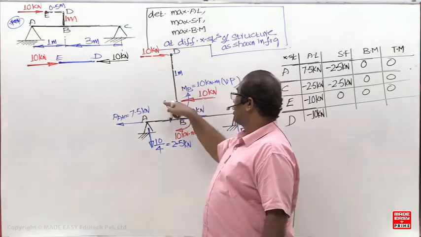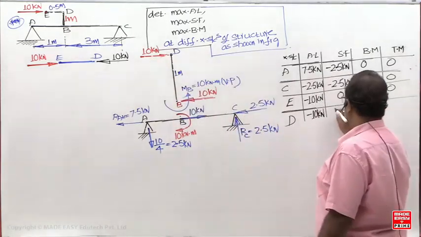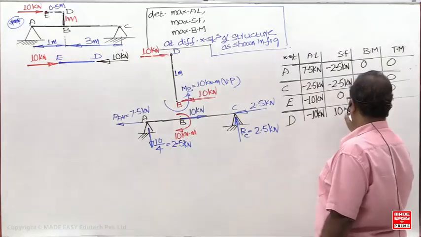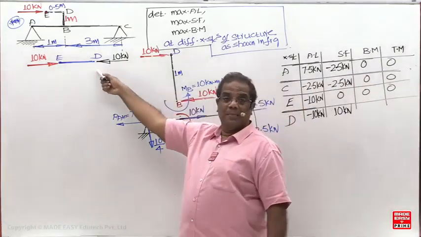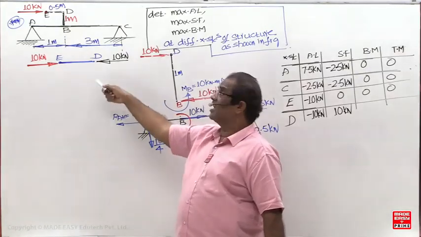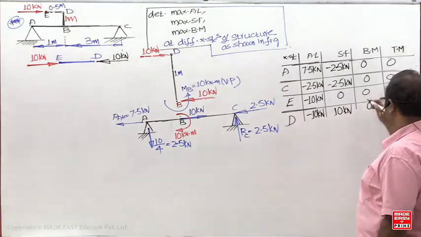This 10 kilo and these two are forming a clockwise. What is the shear force sign convention? Clockwise positive. So plus 10. To get a bending moment, at least one bending couple is required. Here also there is no bending couple. Here also there is no bending couple. So bending moment and twisting moment are 0.